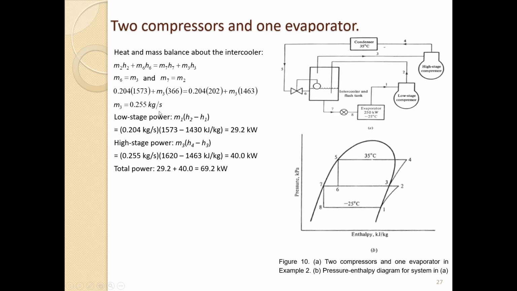This is also M6, and also M4 and M5. Now, for low stage power, M1 times H2 minus H1 is 0.204 times 1570 minus 1430, which is 29.2 kilowatts. High stage power is 0.255 times 1620 minus 1460, which is 40 kilowatt. So the total power is 29.2 plus 40, equal to 69.2 kilowatt. This is the total power required by the two compressors.